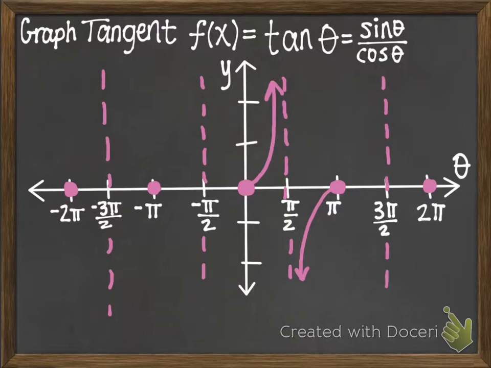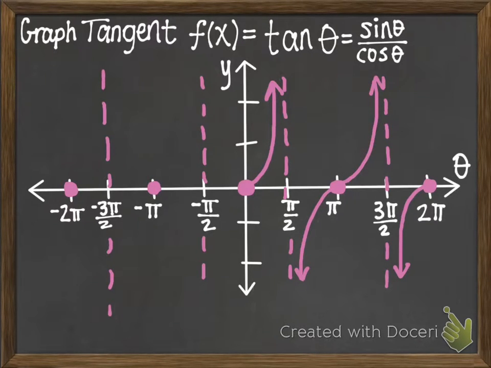In quadrant 3, the tangent values are the same as the tangent values in quadrant 1, so I'll have the exact same picture repeating itself. Then in quadrant 4, between 3 pi over 2 and 2 pi, it's the same as quadrant 2.